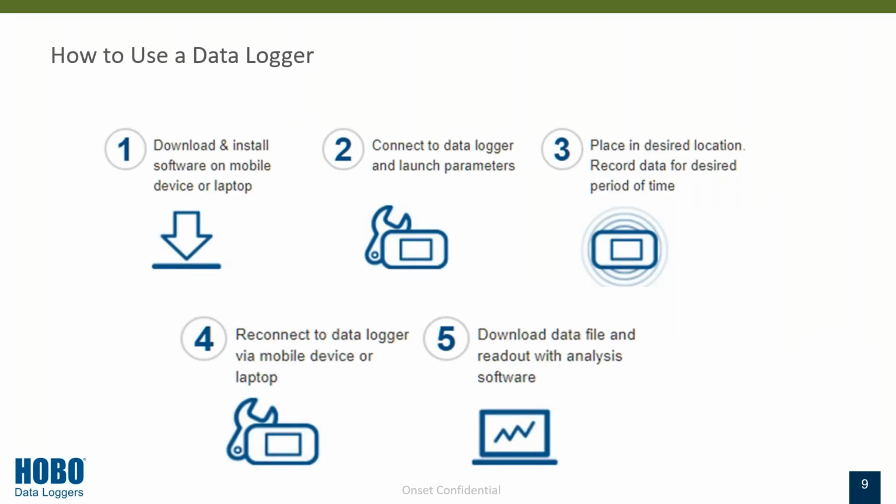How to use a data logger? So it's pretty simple. First, you're going to want to download and install the software on your mobile device or laptop. From there, you will connect to your logger and set your logging parameters. Next, you'll place that logger in your desired location for your desired amount of time. And then when you are ready to collect that data, you will simply reconnect your logger to your mobile device or laptop, and then simply download your data.